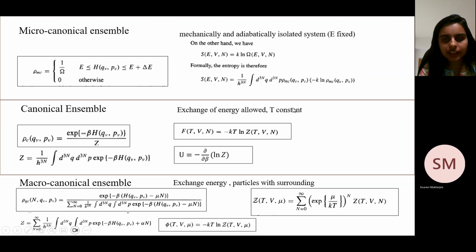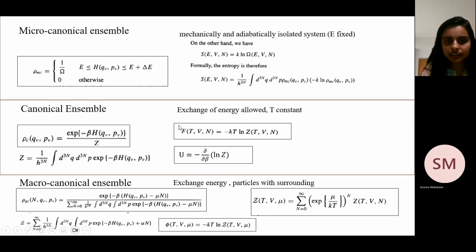Now, if you have a system where you can exchange energy, then you get a canonical ensemble. You describe the system by a canonical ensemble. What happens here is that the phase space density is described as e to the power minus beta H by Z, where Z is your partition function given by this integral here. Again, you can see that rho, the phase space density, is a function of the Hamiltonian. And this Z, the partition function, has all the information that is needed to derive the different thermodynamic variables.